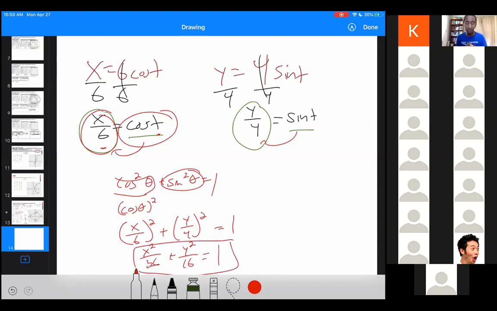Isn't that beautiful? That's putting together a lot of things we learned: trig identities, ellipses, parametrics, the trig unit circle. Pretty cool.